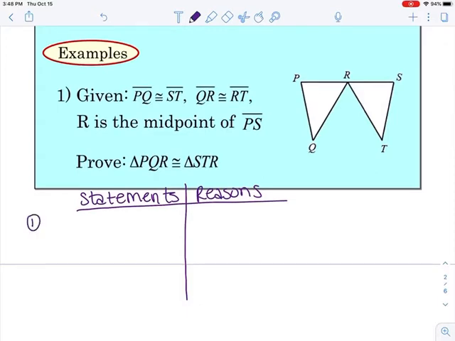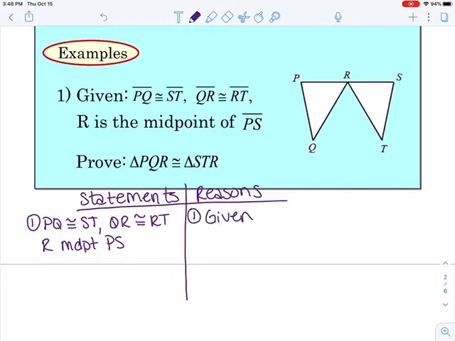So given, I have PQ is congruent to ST and QR is congruent to RT. And I'm also told that R is the midpoint of PS. All that I know is true because it's given. And eventually our goal, again, is to prove that these 2 triangles are congruent. So let's mark the 2 things that I know that are congruent right from statement number 1. So PQ is congruent to ST and QR is congruent to RT.